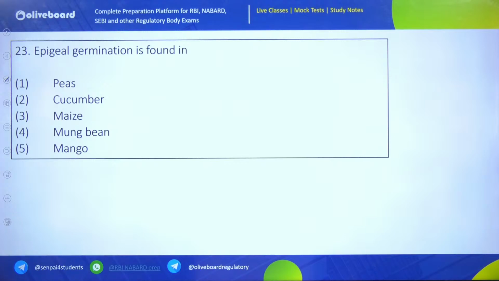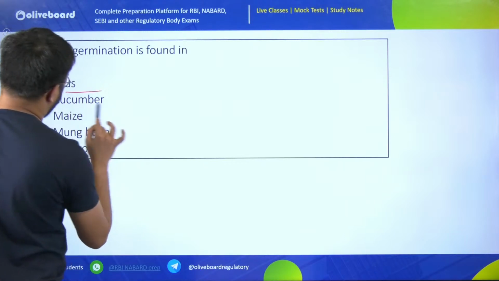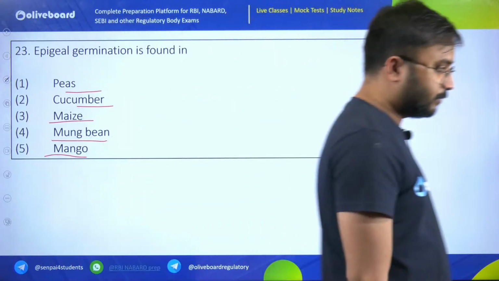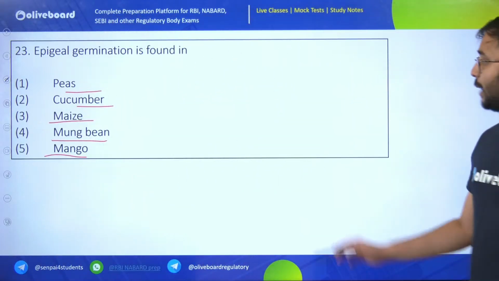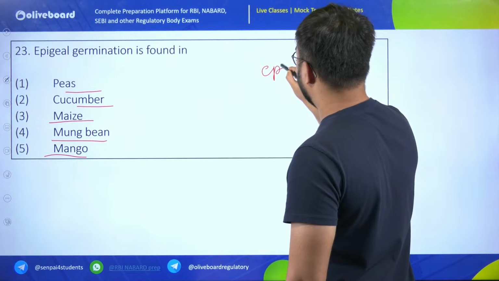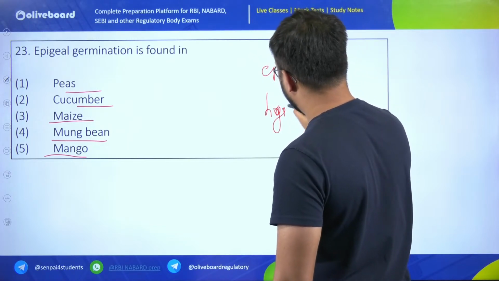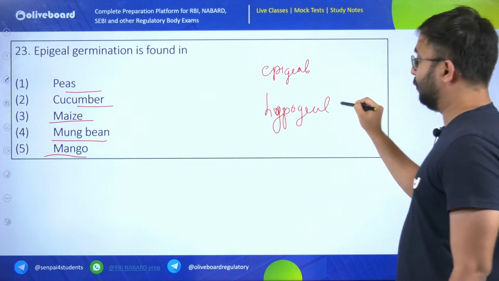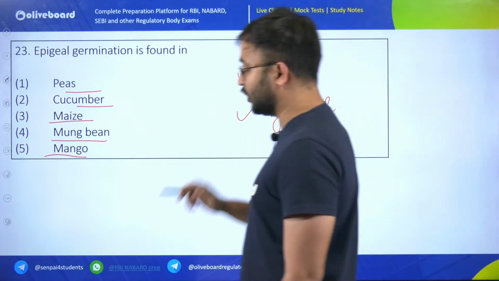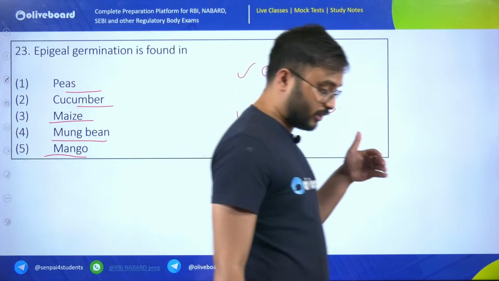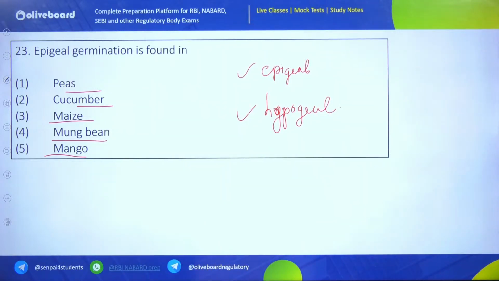Okay. Epigeal germination is found in which of the following crops? Peas, cucumber, maize, moong and mango. There are 2 types of germination. One is epigeal germination and the second is hypogeal germination. The distinction is made by whether the cotyledon grows in the upward direction or in the downward direction.